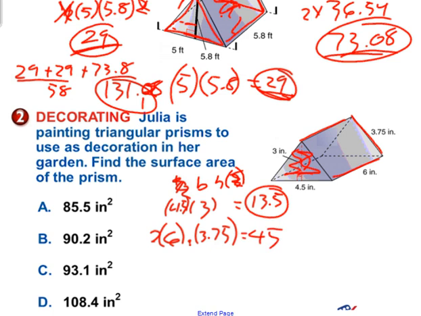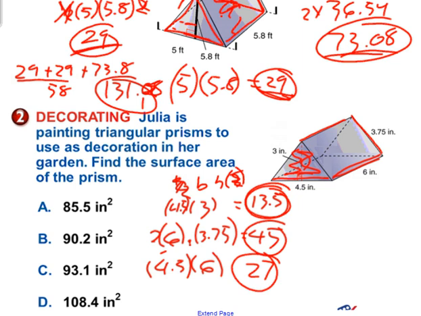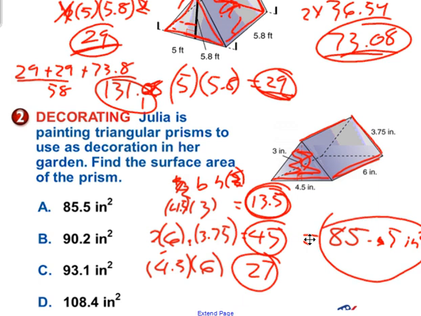And I've got the base left to do. Across the bottom is 4.5 times 6 inches. 4.5 times 6 equals 27. 27 plus 45 plus 13.5 equals, it looks like, 85.5. 85.5 inches squared is the total surface area of my drawing. So that looks like it is letter A. All right.